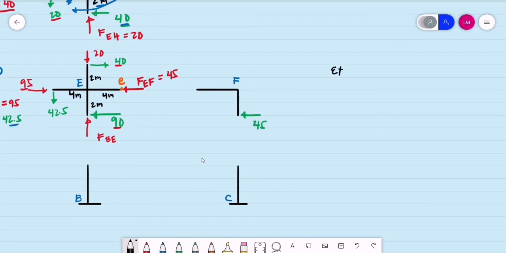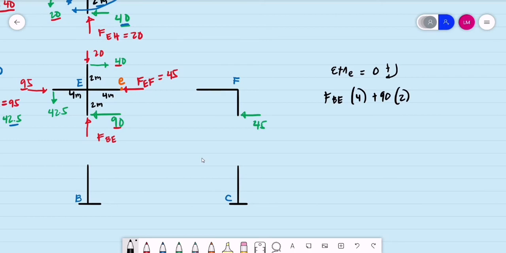We have the summation of moments about the point of inflection, point E, equal to 0, assuming clockwise moments to be positive. So what are the positive moments? That is the axial force for column BE. This is multiplied by 4 plus 90. This is multiplied by 2.